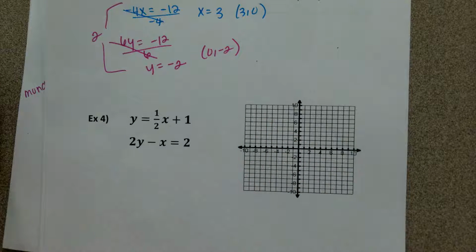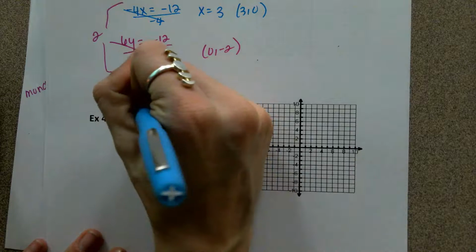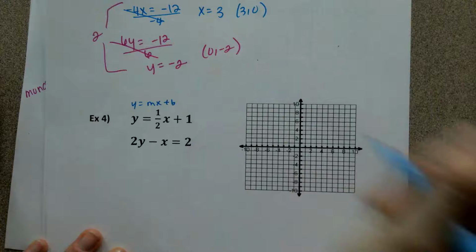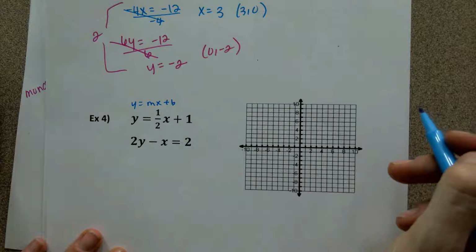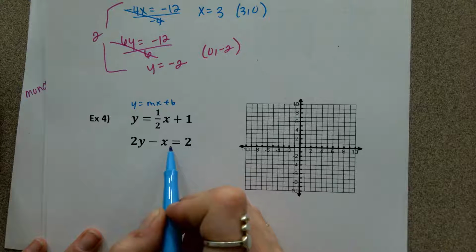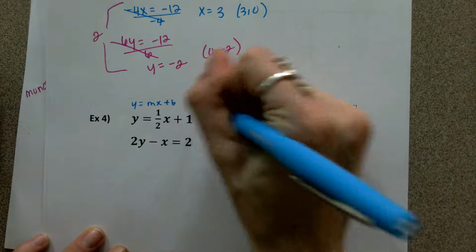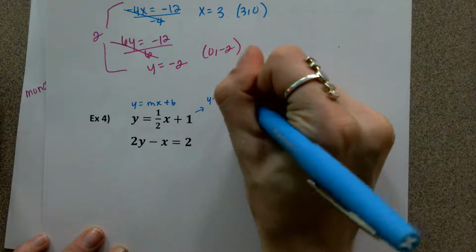If you see right away that this is already in y equals mx plus b form, then you can use that method for this first line, okay? And you can use the intercept method for the second line. So for this line, my y-intercept is at 1.